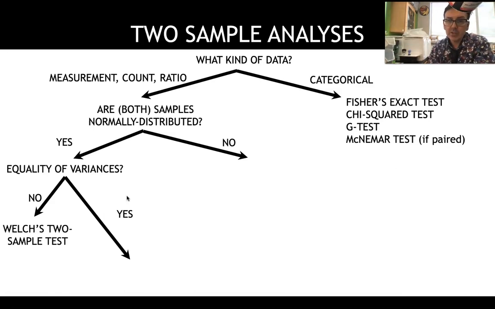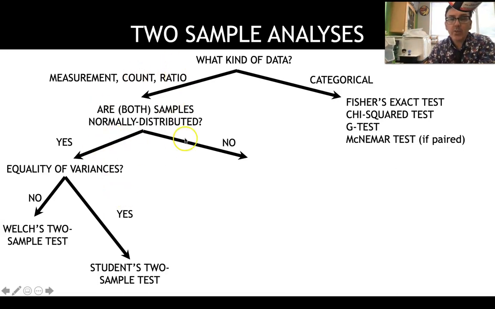If the answer to that is no, we have unequal variances, but the two samples are normally distributed, then the Welch's two-sample test is the appropriate test we can use to determine whether these two samples have the same mean values or significantly different mean values. If they do have equal variances, then the more appropriate test is the Student's two-sample test.